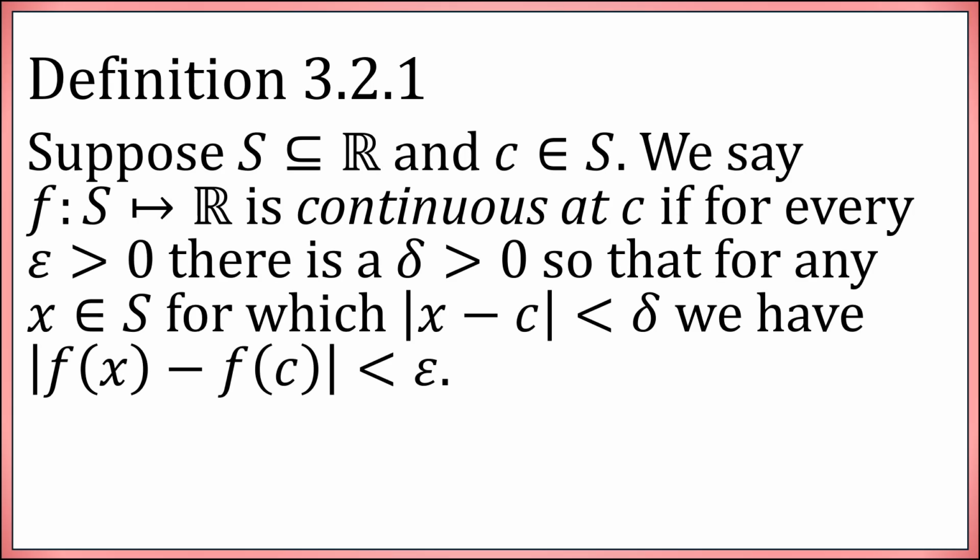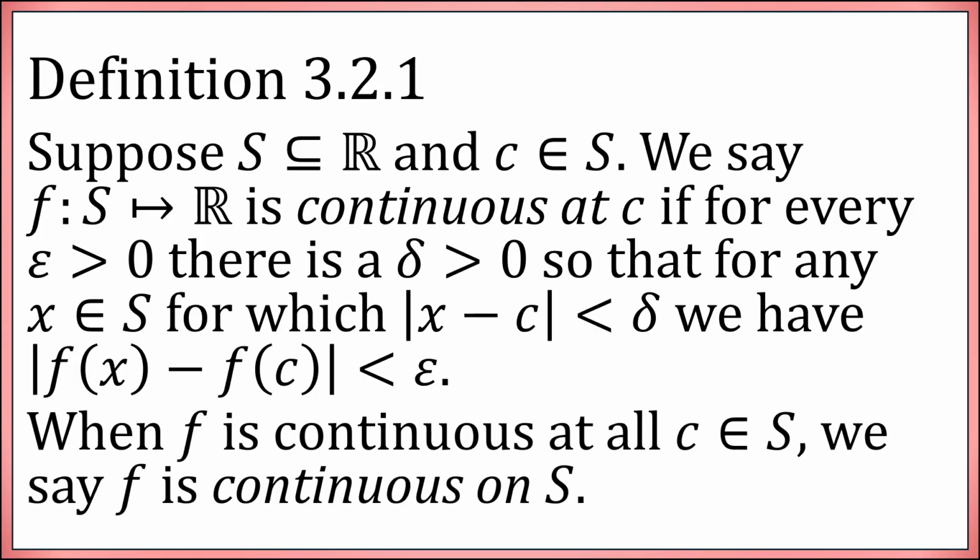This definition is: suppose S is a subset of the reals and c is in S. We say that the function f, which maps S to R, is continuous at c if, for every positive epsilon, there is a delta, which is positive, so that for any x in the set for which x is within distance delta of c, then we must have f of x within distance epsilon of f of c. So for every epsilon, which measures a distance in the range, there is a delta, which measures distance in the domain, so that if in the domain you are that close to c, then in the range you are this close to f of c.